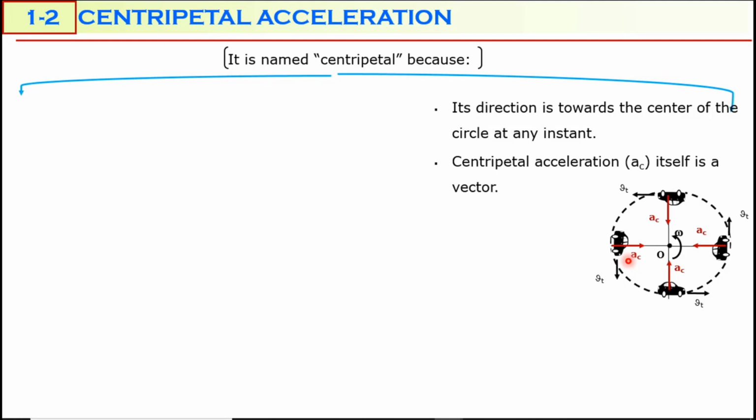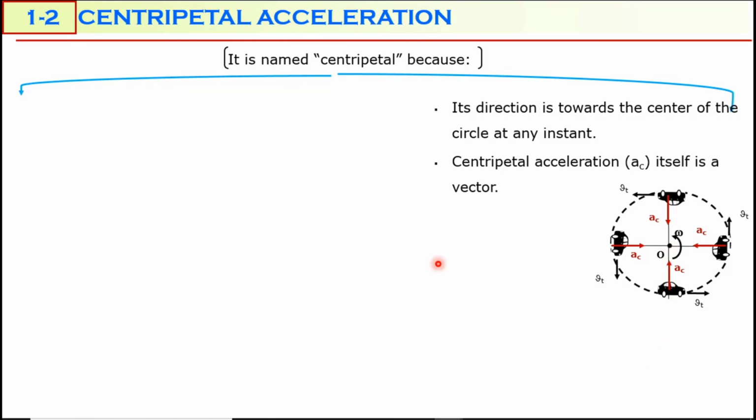One more thing you should know. Centripetal acceleration is always along the radius. You see it? Along the radius. Centripetal acceleration is always along the radius of the circular path and always towards the center.